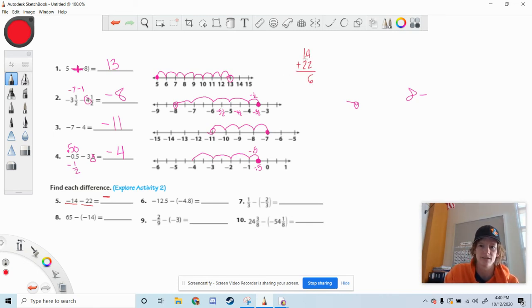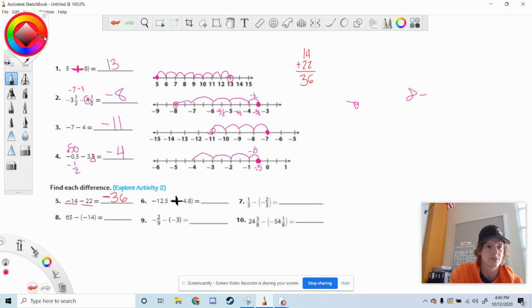4 plus 2 will be 6. 1 plus 2 will be 3. So my answer is negative because they're all red counters. I have 36 of them. Number 6, right off the bat, I'm going to point out this is 2 negatives in a row turns into a plus. Okay, 2 negatives in a row turns into a plus.